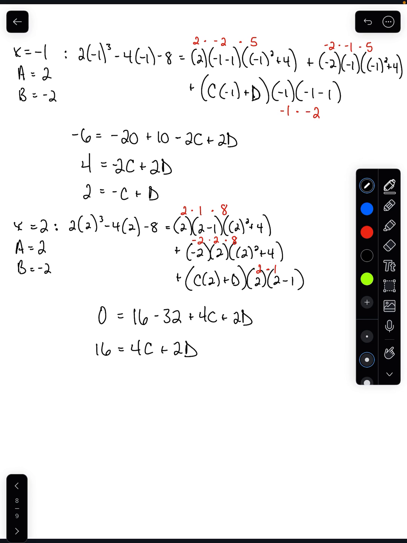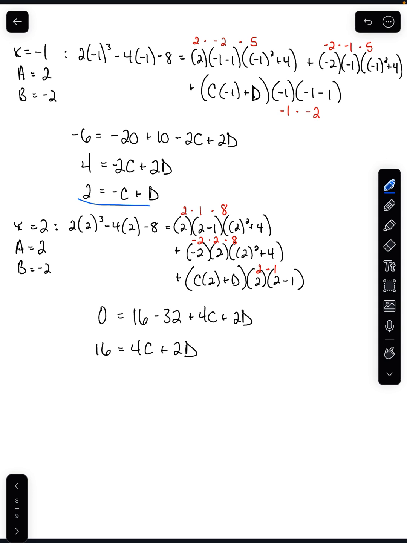are two equations that will allow us to solve for c and d. We could take a step further, as we did in the previous one, and divide both sides by 2, reducing this to 8 is equal to 2c plus d.